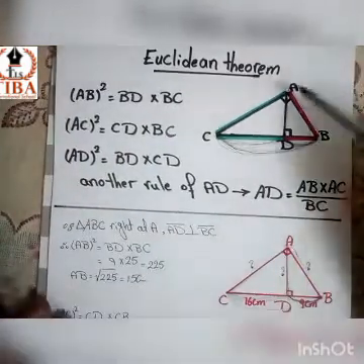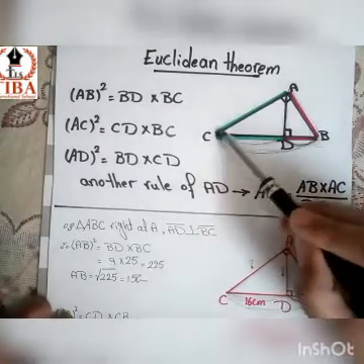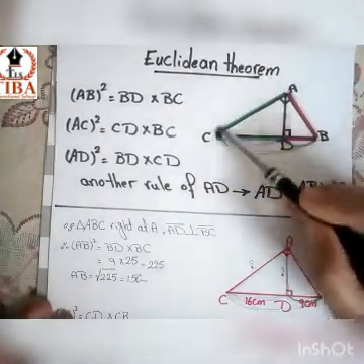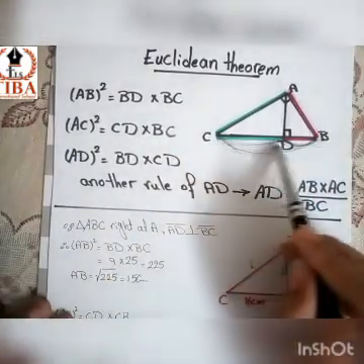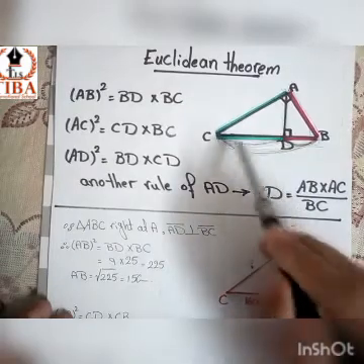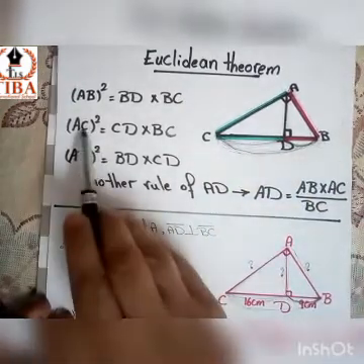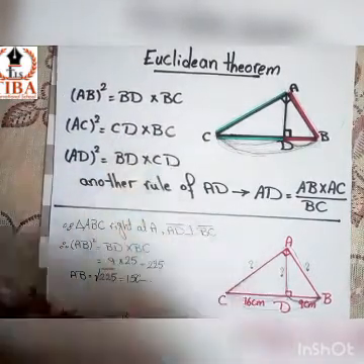In the same way, if we want to find the length of AC, the area of a square drawn on AC equals the length of CD, this part CD, times the length of the hypotenuse BC. So AC power 2 equals CD times BC.